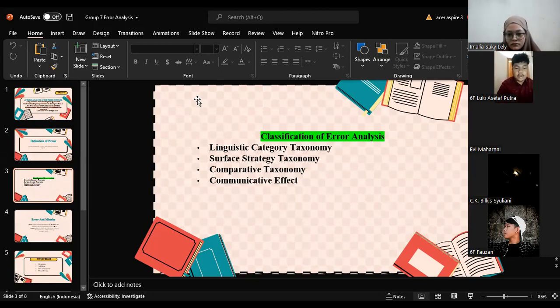And the third is comparative taxonomy. The classification of errors in comparative taxonomy is based on comparison between structures of second language errors and certain other types of constructions. And the last is communicative effect taxonomy. This type of taxonomy classifies errors based on the perspective of their effect on the listener or reader.